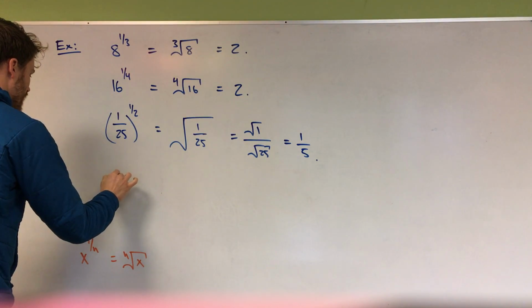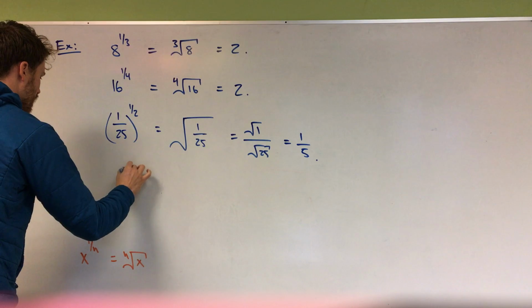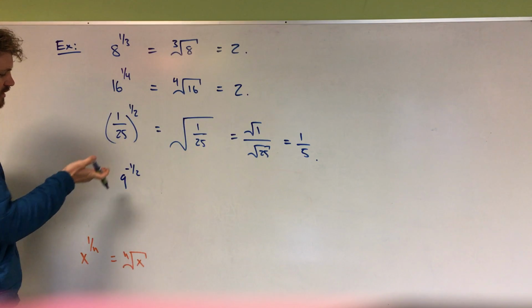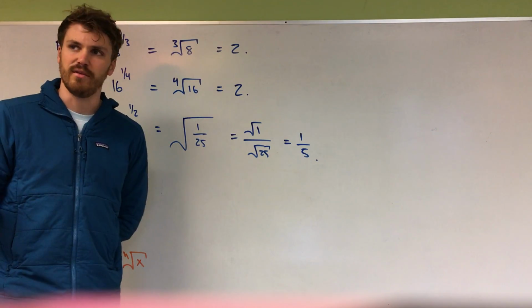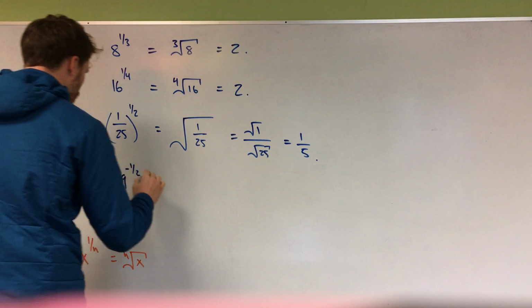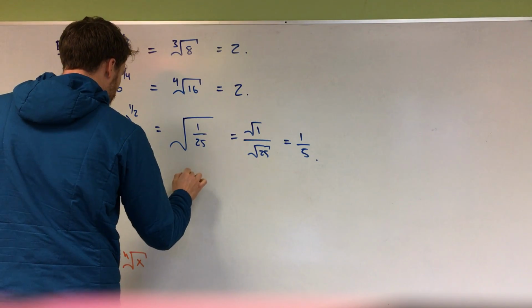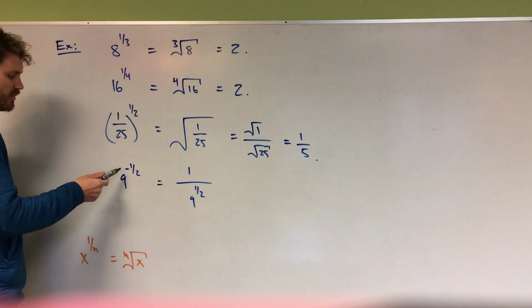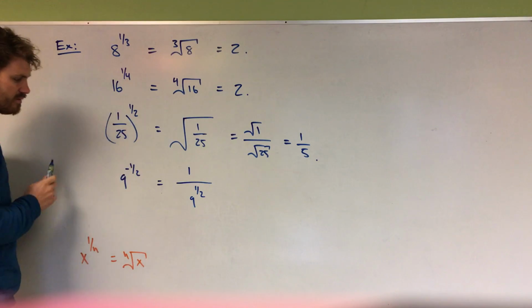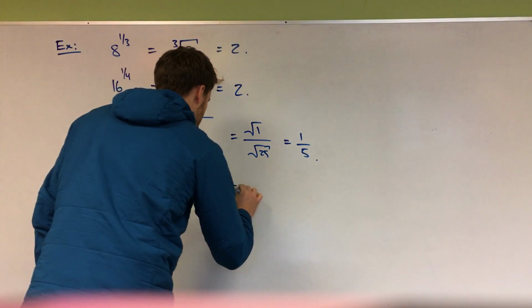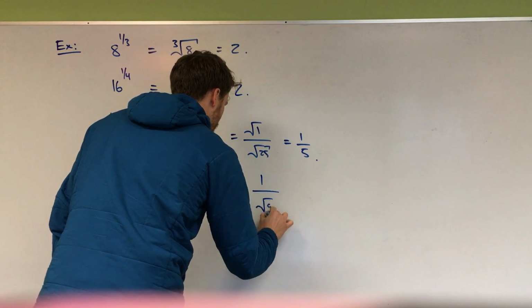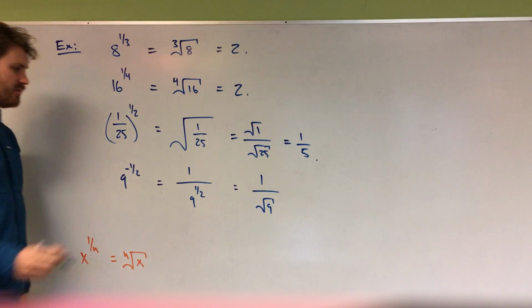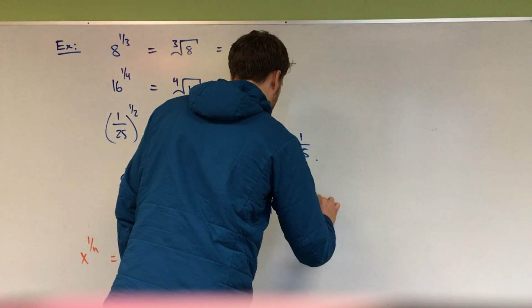Just one more. Say I had 9 to the negative 1/2. Well, I've got two pieces here. One, I've got a negative exponent. I don't love negative exponents. They're a little confusing. What I can do is rewrite this as 1 over 9 to the 1/2, because a negative exponent means divide. Now I know that that is just 1 over the square root of 9, because 9 to the 1/2 is the square root of 9. That's our definition of an nth root, and that gives us 1/3.